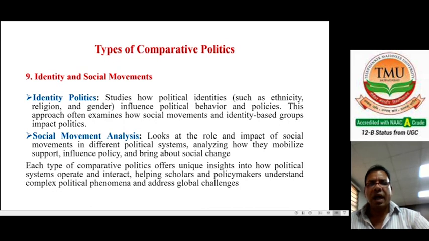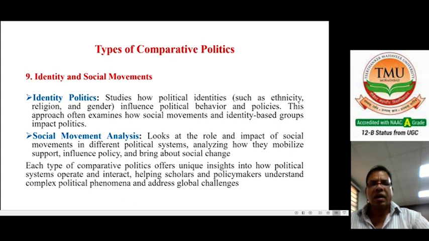That means especially in the area of comparative politics, we do not stick only to political institutions, but we also cover different kinds of identity, such as ethnicity, religion, and gender, that may influence political behavior and policy. This approach often examines how social movements and identity-based groups impact politics.